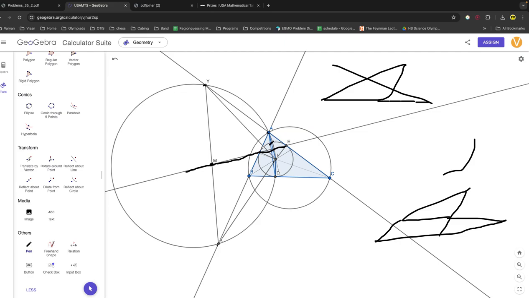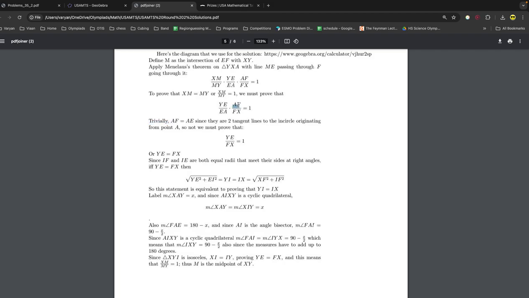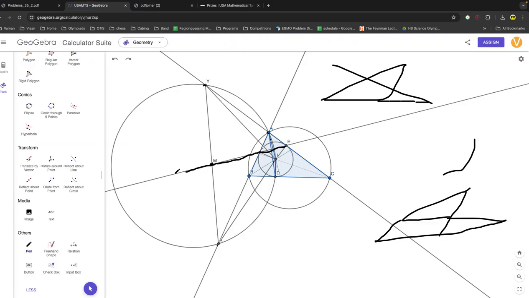What am I saying? AF and AE are both equal because they both are tangent to the incircle, right? And tangent lines that originate from the same point to the same circle are equal. So that's how we get this cancellation. AF and AE both are equal, so they cancel out. So basically all we need to prove is YE over FX equals 1. And if two things divide each other to get 1, that just means they equal each other. So YE equals FX is all we need to prove.